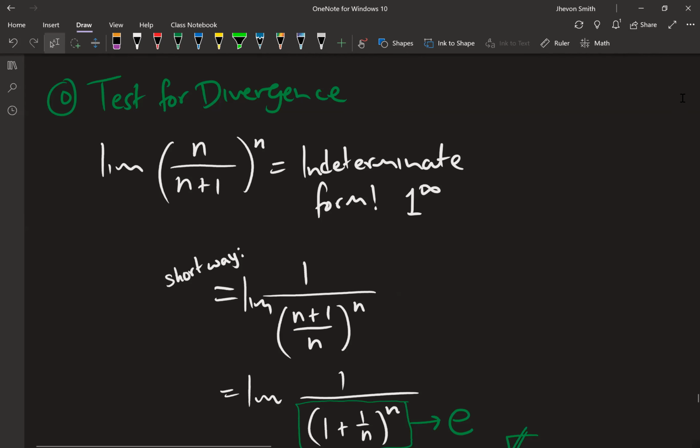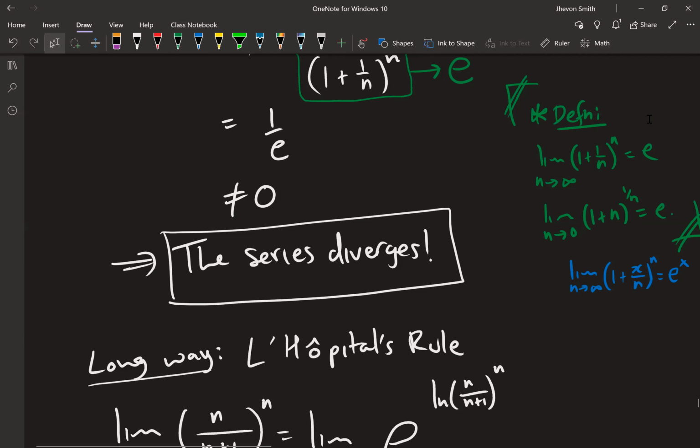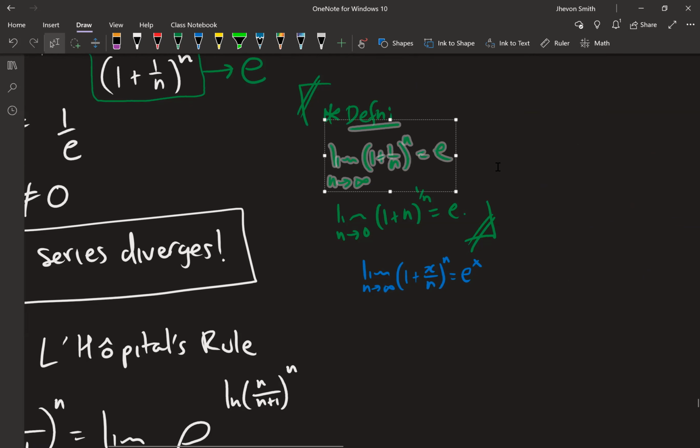Okay, if you take a look at here, you have the limit of n over n plus 1 to the n power, right? According to this part, when you go the short way, the limit of 1 over (n plus 1 over n) to the n power, what did you have to do, and why did you have to do that? I do that because I know this definition here. That's why I did it.